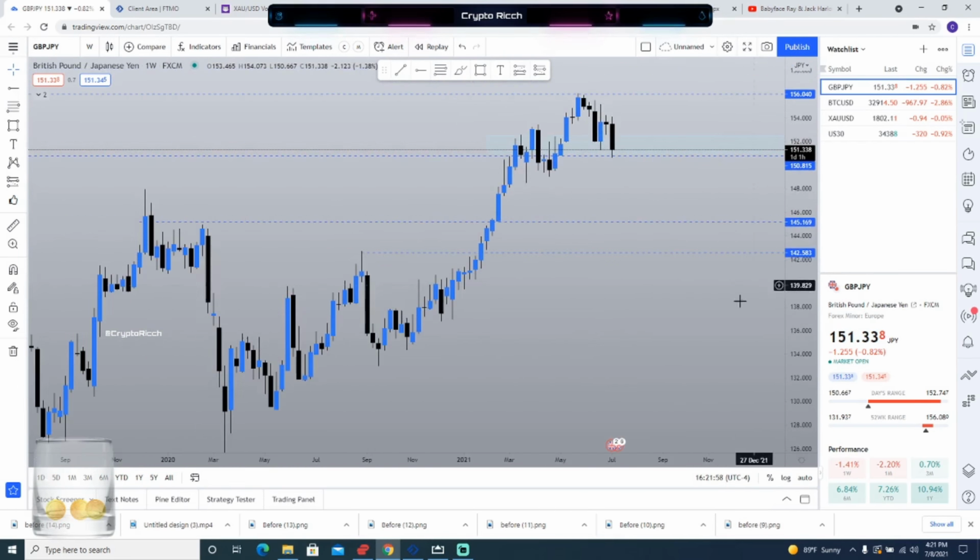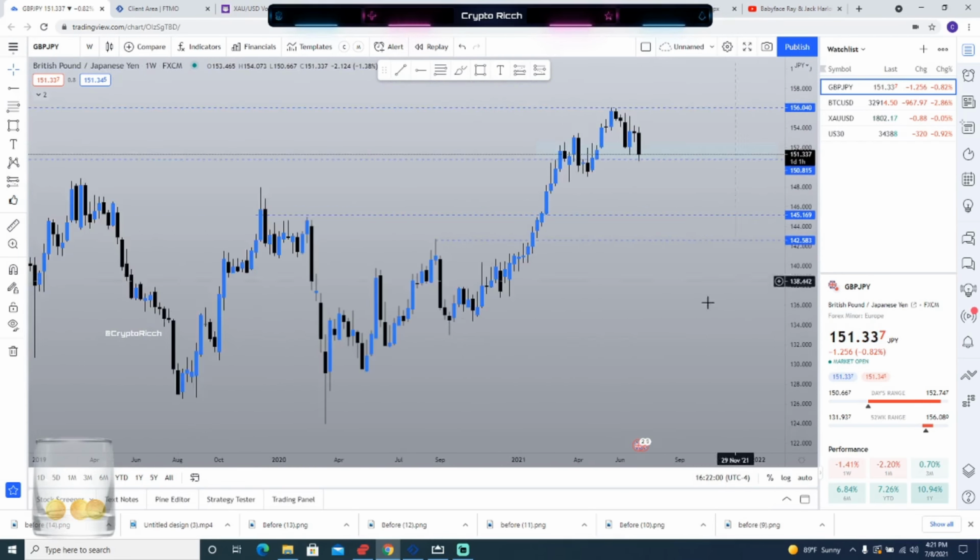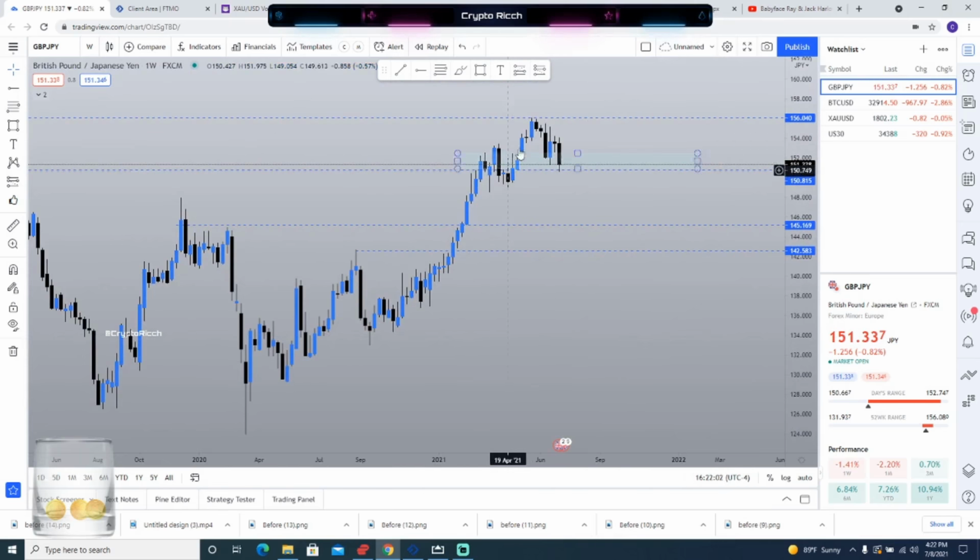Now, off the bat, this is what I see. I see that it created a lower low, and then it failed to create a higher high. And now it's breaking that low right here. So automatically, I'm going to assume that there's some kind of bearish environment with GBP JPY, just looking at it like that.